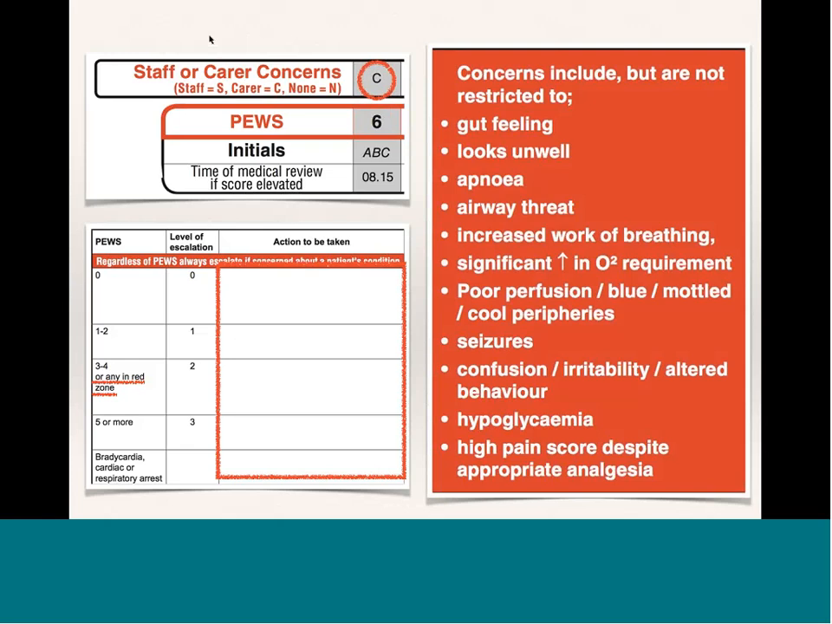So as you can see at the top, the concerns include but are not restricted to, and that's important because your patient may not have any of these, but you still are concerned. Your experience and your expertise, your gut feeling, has just decided that this child is not well, but you're looking at a PEWS which is 0 or 1 or 2, and it doesn't seem to be moving, but you still are concerned. You can override the system at any point because you're anxious about this child, and get appropriate help.